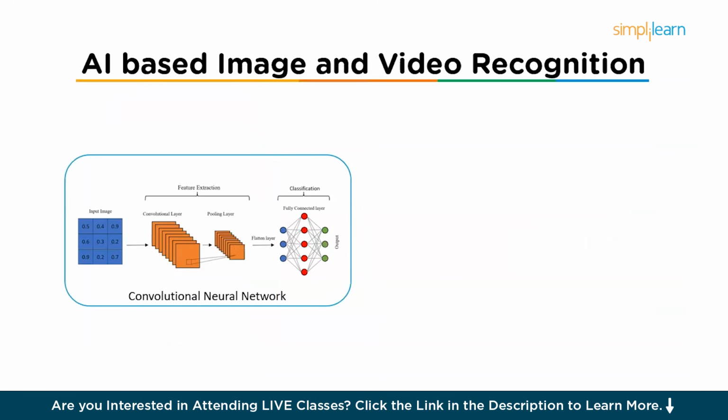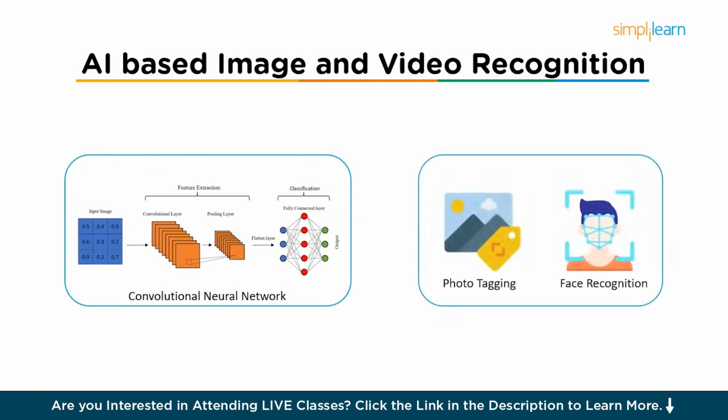Now moving on, we have AI-based image and video recognition. Here AI models trained on large datasets analyze images and videos to identify objects, faces, and patterns using convolutional neural networks, that is CNNs. For example, social media platforms use AI for automatic photo tagging, facial recognition, and content moderation.